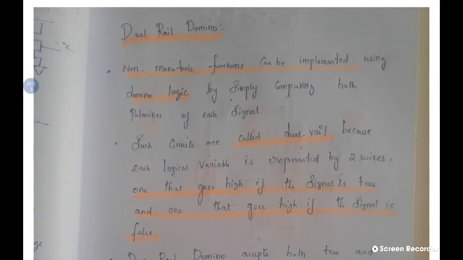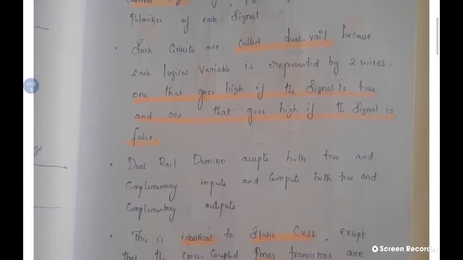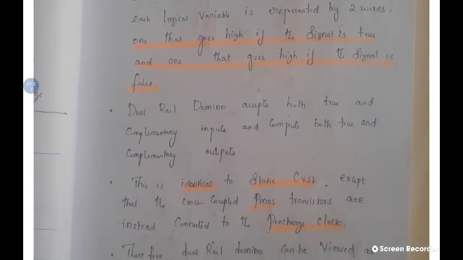Actually, the circuit that we are going to discuss, dual rail domino, has two wires. One wire goes high if the signal is true, and the other wire goes high if the signal is false. So this is just an introduction, and then we'll see this circuit.